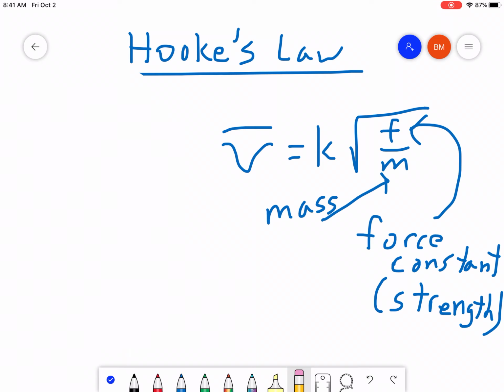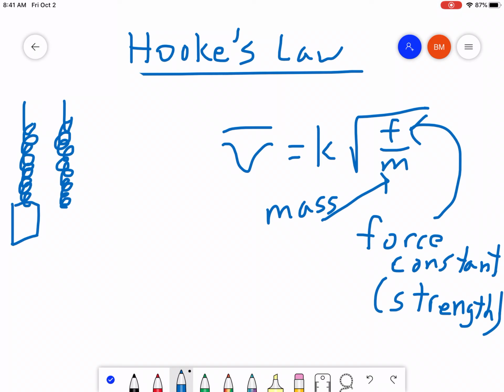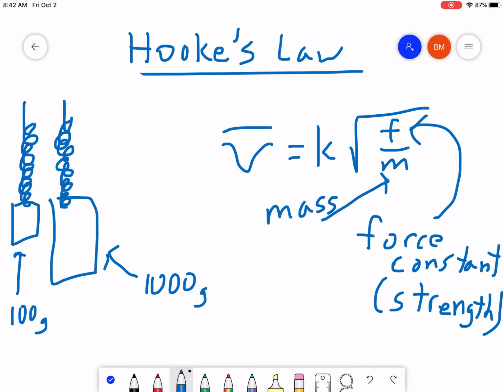All right, let's take a look at another hypothetical Hooke's law experiment. Again, we're using springs as the example. So in this case, we're actually going to be using two identical springs, or at least as identical as I can draw them, but we're going to have two different size masses. Let's say that one's 100 grams. Let's say that one's 1,000 grams, or 1 kilogram.